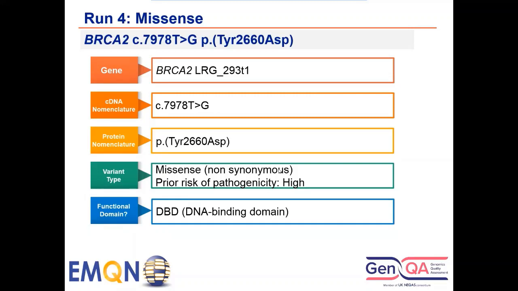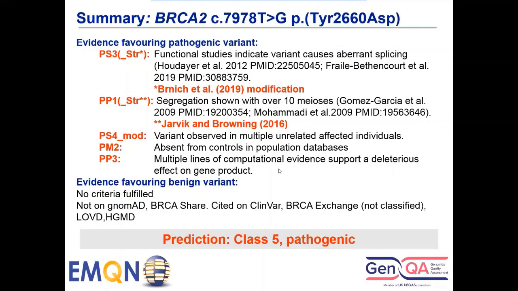The next variant is also in BRCA2. It's the c.7978G>T. This is also a missense variant within the DNA binding domain. And here we have multiple levels of evidence for pathogenicity.